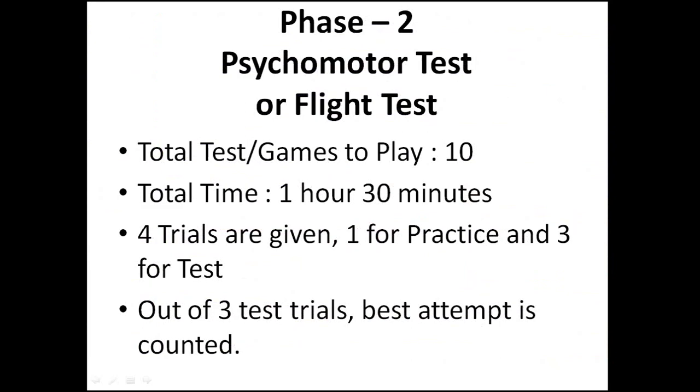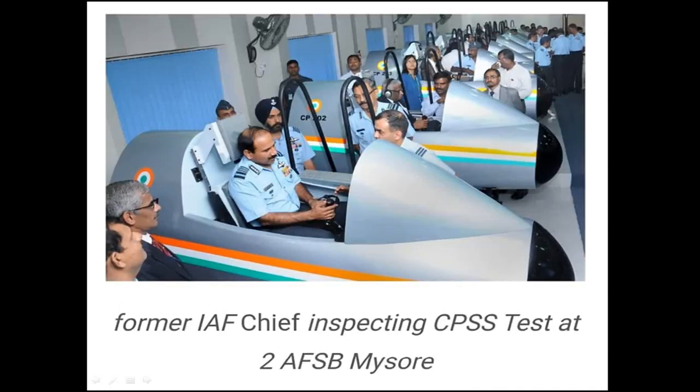Now, phase 2, your psychomotor test or flight test. Total tests or games to play: 10. Total time given to you is 1 hour 30 minutes. 4 trials are given, 1 for practice and 3 for the test. Out of the 3 test trials, the best attempt is counted. This image depicts a former Indian Air Force Chief inspecting the CPSS test at the 2nd Air Force Selection Board, Mysore.